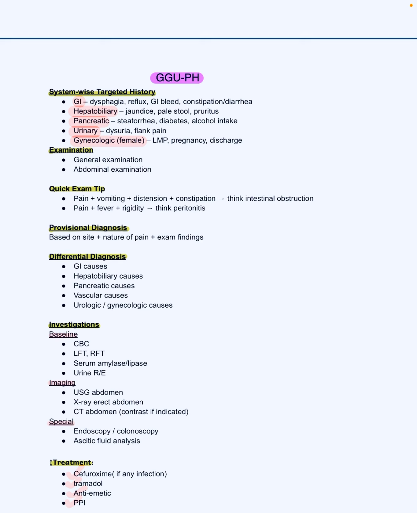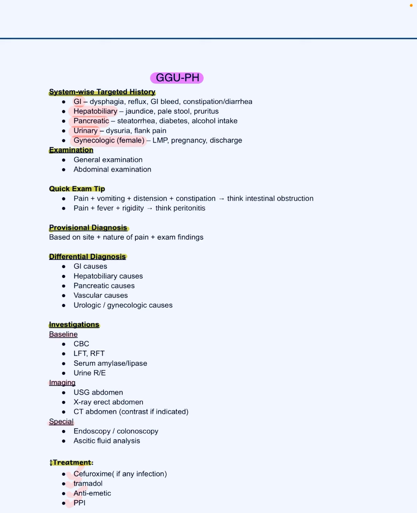Hepatobiliary system: history of jaundice, any pale stool or pruritus. These features suggest obstructive or hepatobiliary disease. Pancreatic, that means a history of steatorrhea, diabetes mellitus, alcohol intake. These are the red flags for acute or chronic pancreatitis.